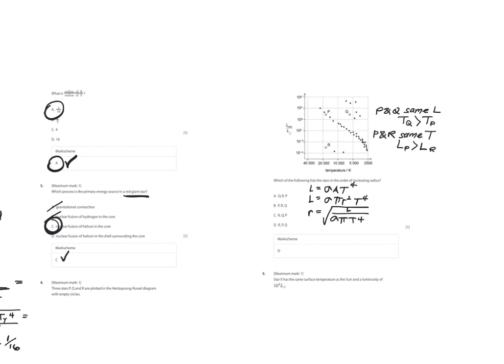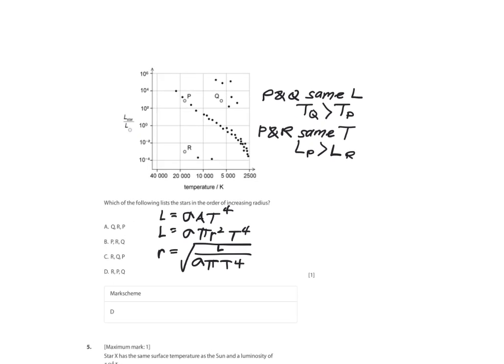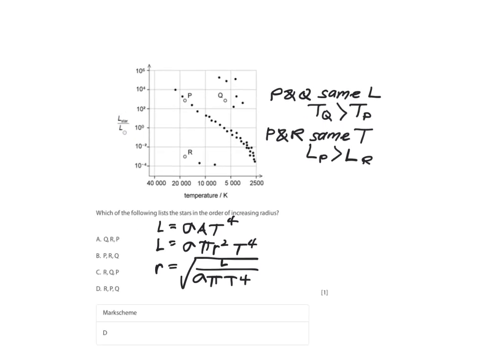And so 4 has 3 different stars, P, Q, and R, plotted on this HR diagram by the circles. It asks, which is the order of the stars in order of increasing radius? Well, luminosity is the Stefan-Boltzmann constant times the area times the 4th power of the temperature.